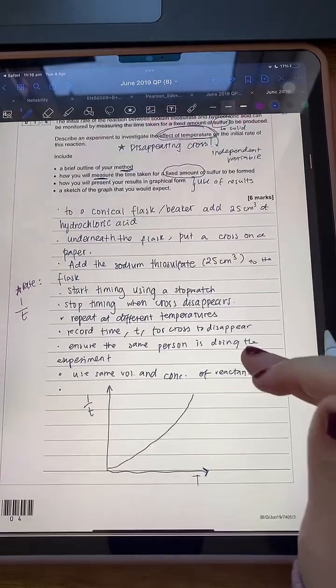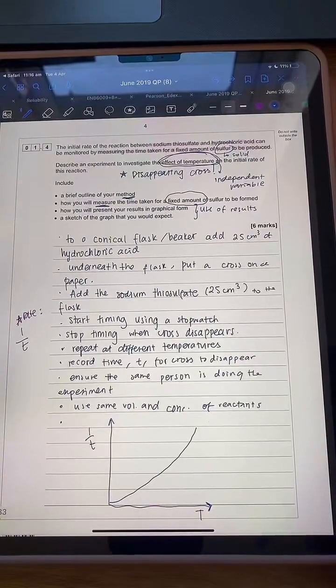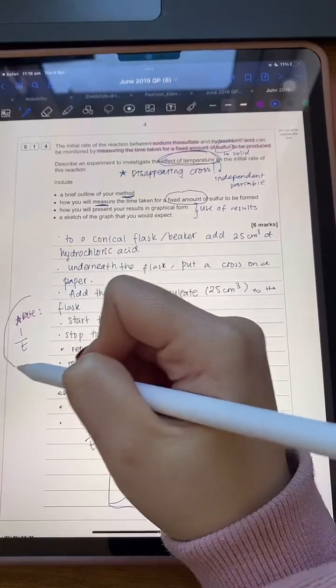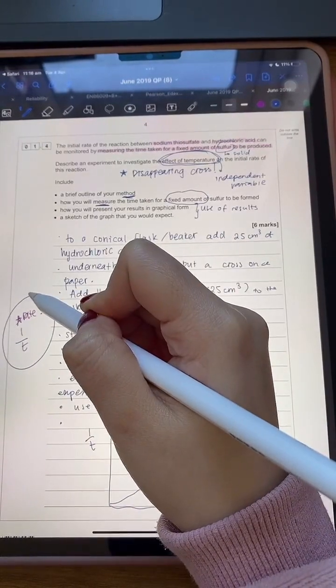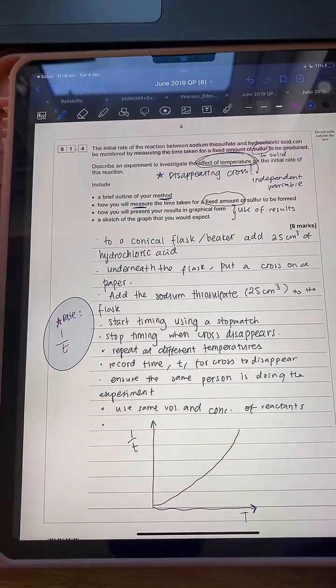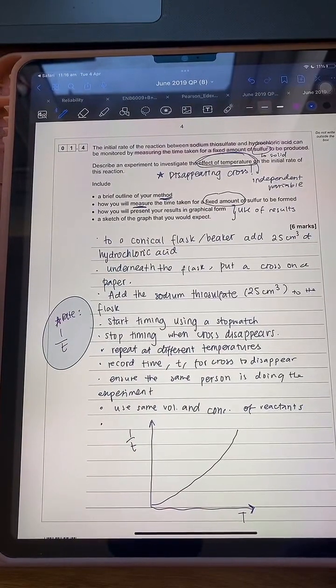Why is it 1 over t? Rate is always 1 over t. That's a rule. And you can use this in both biology and physics as well. Rate is always 1 over t. Why don't we get a straight line? Because you have 1 over t here. You can try it if you want.